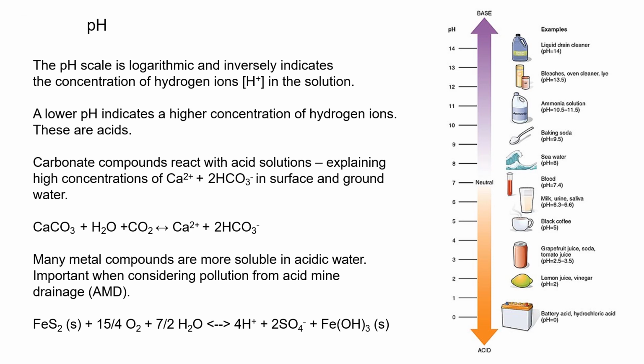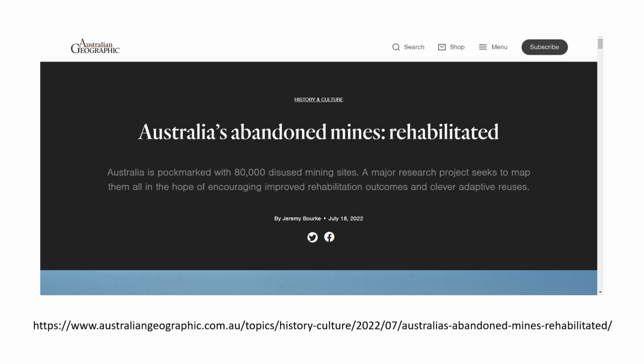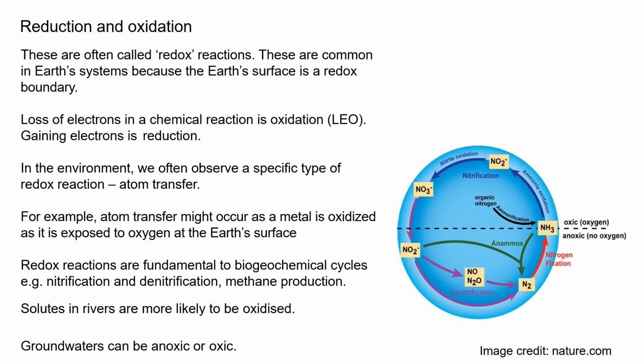And there's an example on the next slide, from the Australian Geographic that came out in 2022, and the link is at the bottom, and I'd recommend it to you. It's a historical article about Australia's abandoned mines and how they may be rehabilitated, and there are several examples there of sites where there are considerable concerns from acid mine drainage. It's quite an easy read, I recommend that.